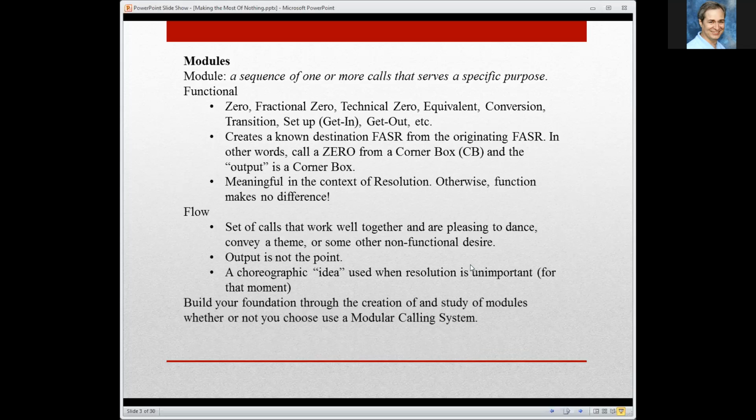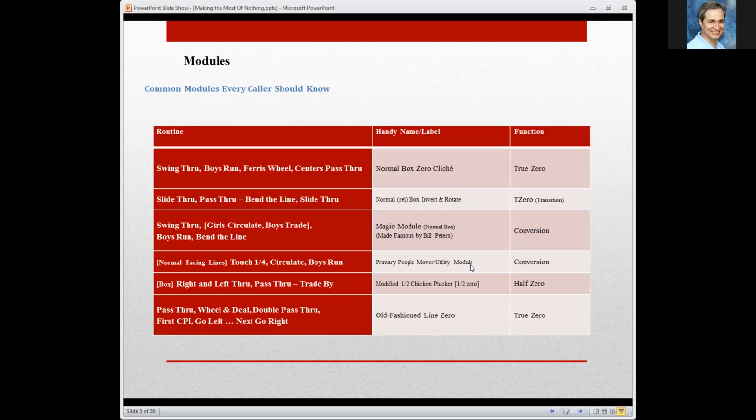And so basically, one thing you can do is build your foundation of skill through the creation and study of modules, whether or not you choose to use a modular calling system. You can have a strict modular calling system and never site call, and that's one thing, or you can mix your bag of tricks. But it all boils down to your homework, all boils down to studying modules and how the calls interact and so forth. So the study of modules, I think, is pretty important.